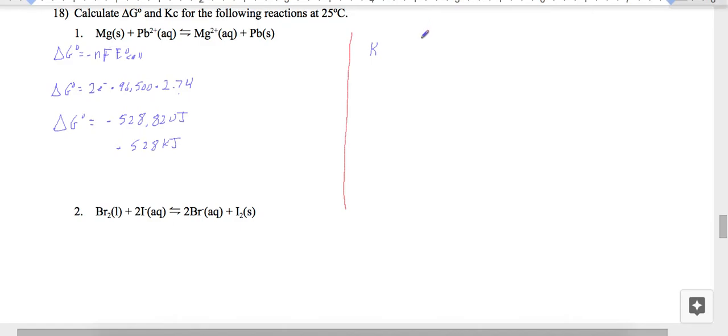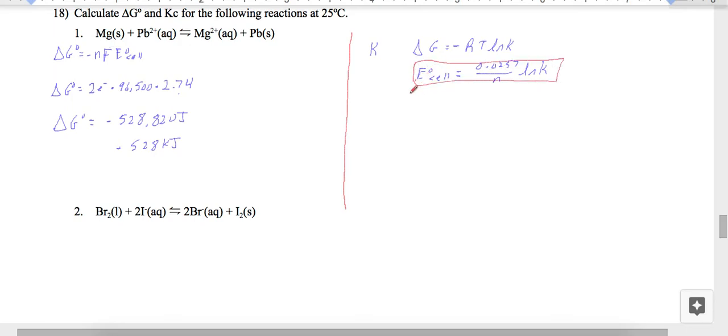We can use two different methods. We could say delta G is equal to negative RT ln of K, or we could say the cell voltage is equal to 0.0257 over n ln of K. And in my notes, I actually did this both ways, and they come out with the same answer. The way that I'm going to show you is with the cell voltage here. So I'm going to do it this way.